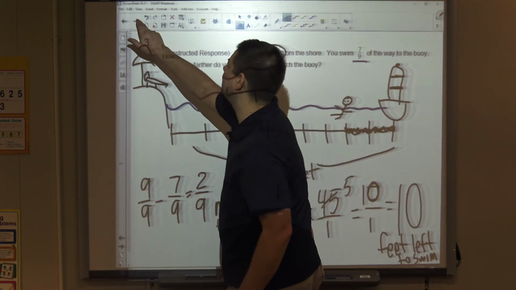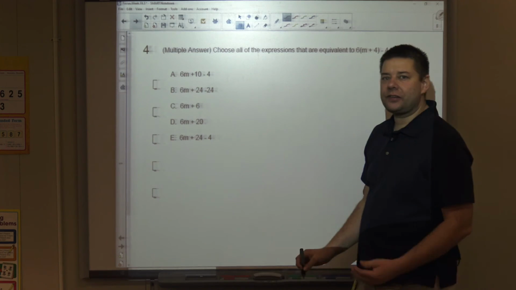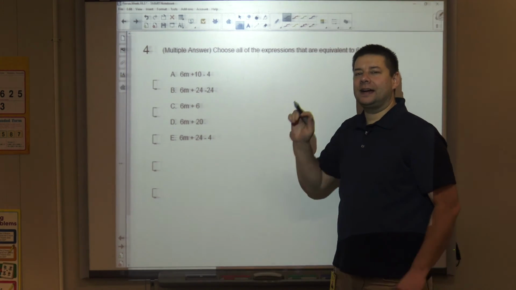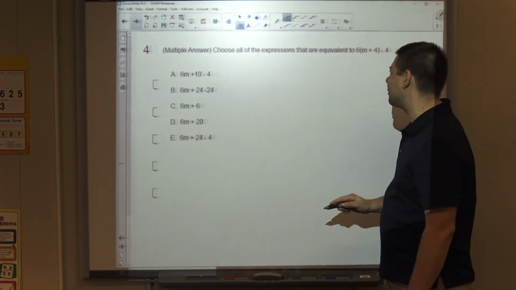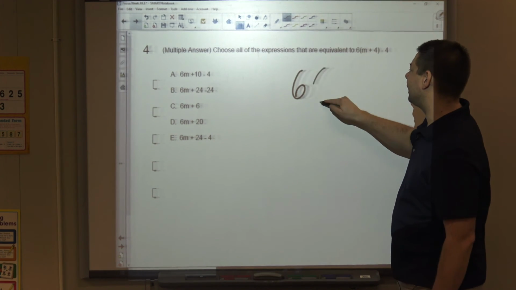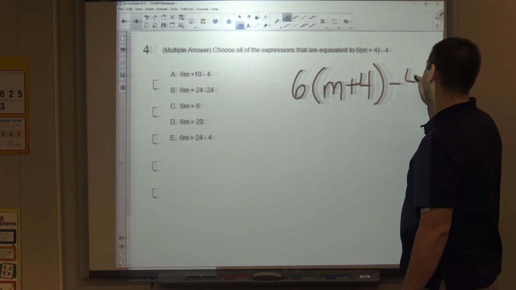Let's move on now to number 4. Number 4 says choose all the expressions that are equivalent to 6 times the sum of m plus 4 minus 4. So to answer this question, I'm just going to rewrite that and then try to simplify it down and then find some of the things that are the same over here. So I have 6 times the sum of m plus 4 minus 4.